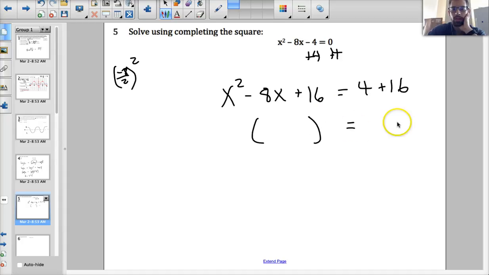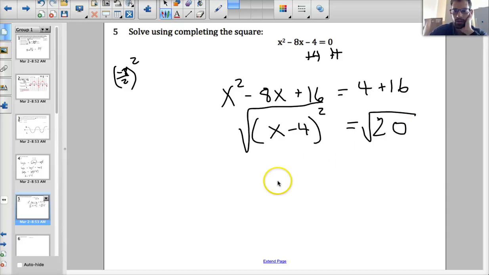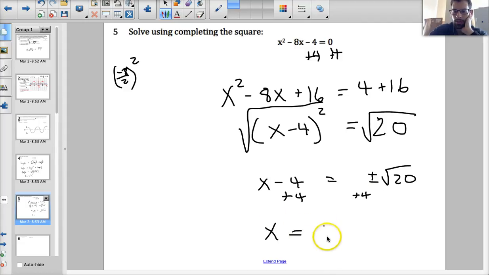Then I can rewrite this side as a perfect square trinomial. 4 plus 16 is 20. This perfect square trinomial would be x minus 4 squared. Now I will take the square root of both sides. So I get x minus 4 equals positive and negative radical 20. Add 4 to both sides, and I get x equals 4 plus or minus radical 20.